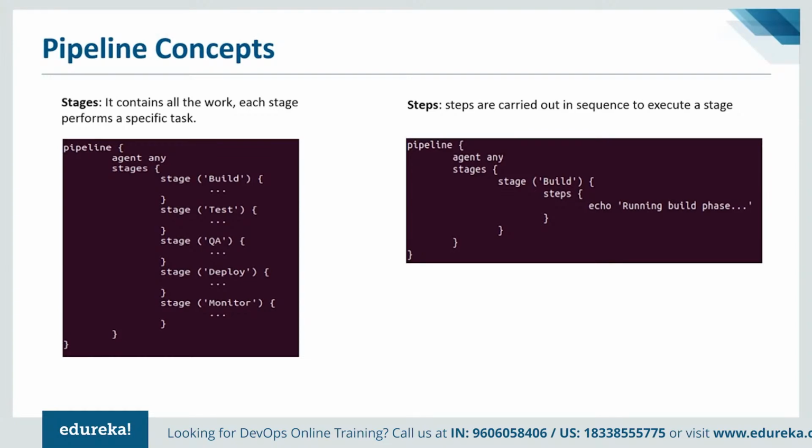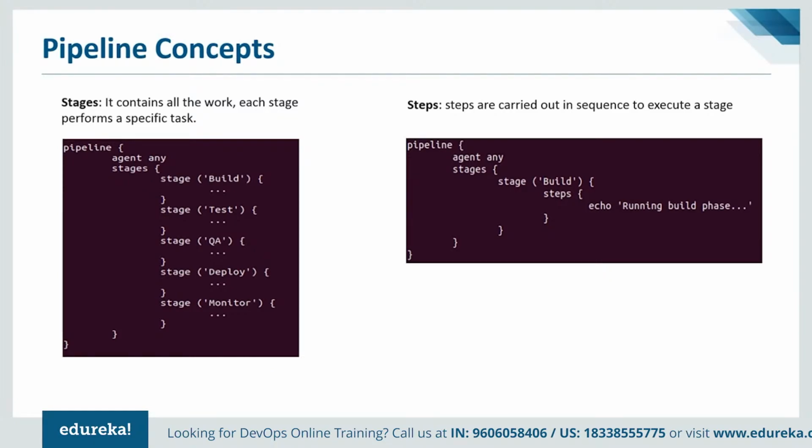Alright, so Christopher has a doubt here and he's saying, how will the agent run in the stages example? Alright, Christopher. So let me put this down into simple words. So you can see that immediately after the pipeline block, I've defined an agent with any parameter. Now this means that all of the stages within the pipeline block will get executed on any available agent unless any of those stages will define a stage specific agent.